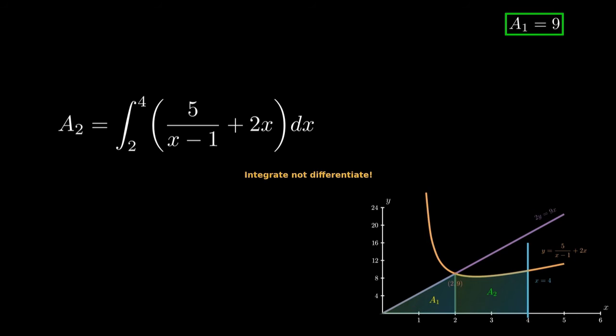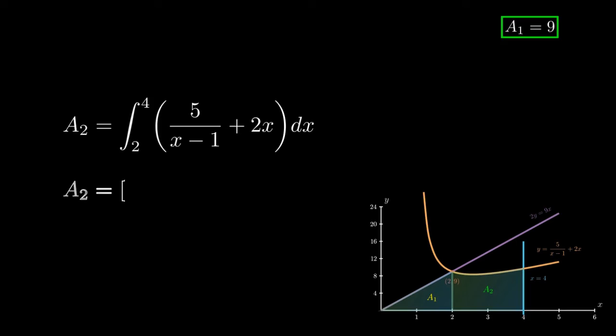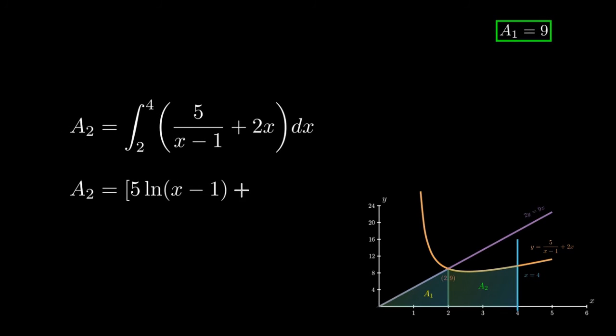Okay, so I'm not going to get too deep into how we get these integrals. We have 2 different pieces here. We have 5 over x minus 1 and 2x. Okay, the first one is a natural log. So this is something that you need to know, basically. And the other one is just the opposite of the power rule. Okay, so it looks like that from 2 to 4.